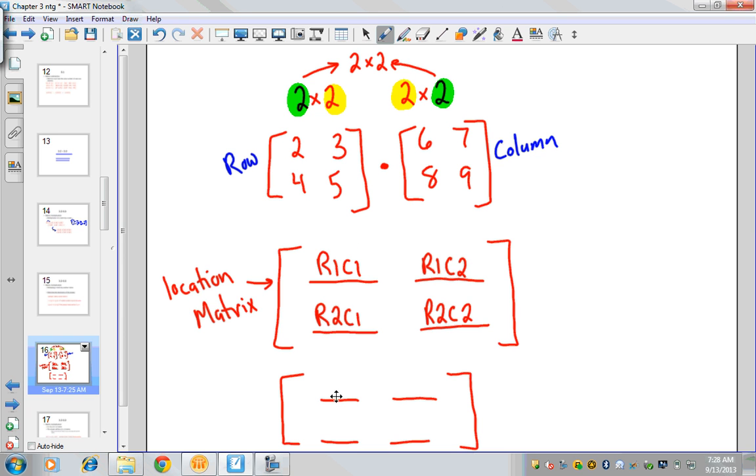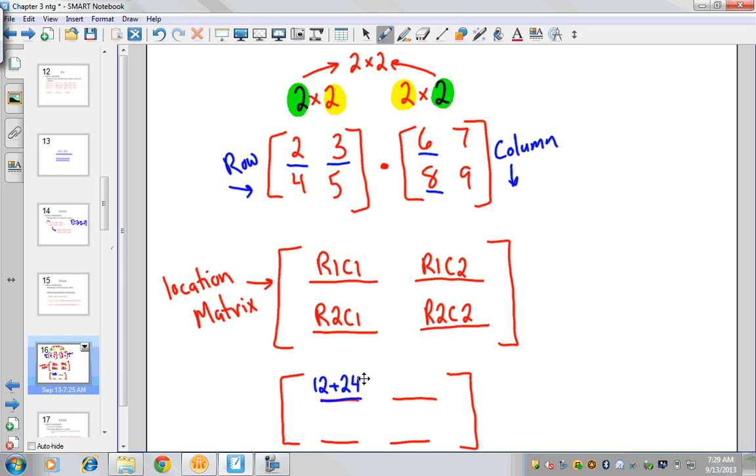Notice if we're going to solve for this blank right here that I'm highlighting in blue, we know based upon our location matrix that it is a row 1, column 1 entry. With our row matrix, we're going to start with row 1, which is right here at this 2. For a column matrix, you always think down. You're going to start with column 1, which is 6. So the first thing you do is multiply 2 times 6, and you get 12. Then you move over to the 3 as you move down to the 8, and you multiply that again. That's 3 times 8, which gives you 24.